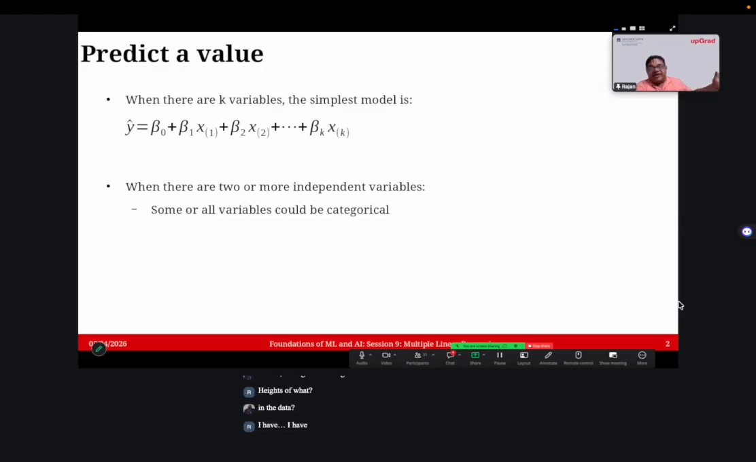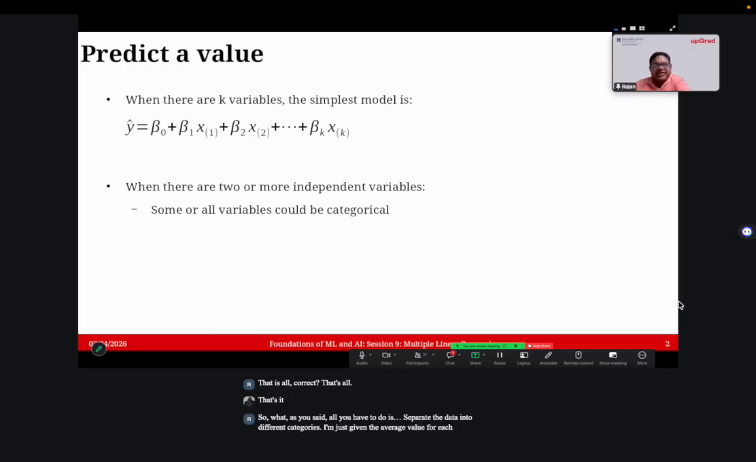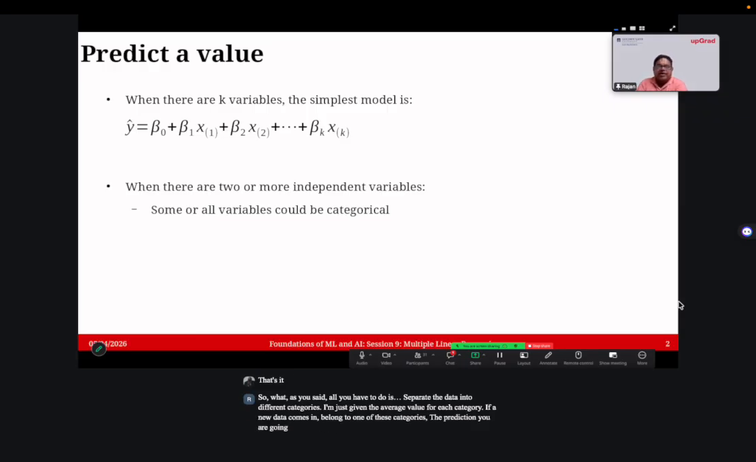I have data of 100 people. 40 of them are male. 60 of them are female. Yeah, the average height of the males and the average height of the females. Correct. That's it. So, as he said, all you have to do is separate the data into different categories and give the average value for each category. If new data comes in belonging to one of these categories, the prediction you are going to make is the average value for that category. That is all.